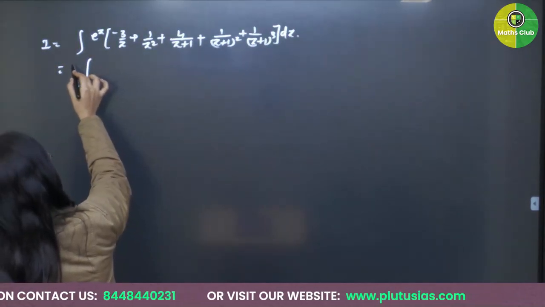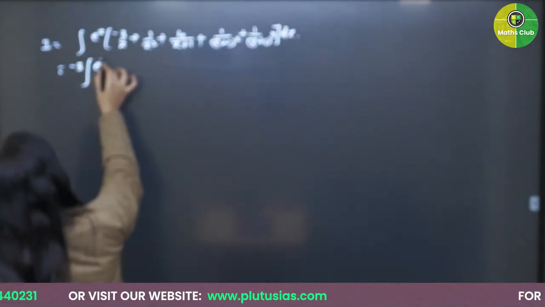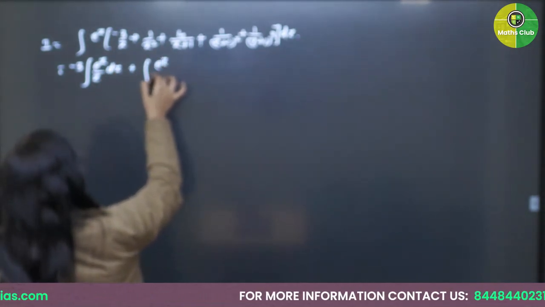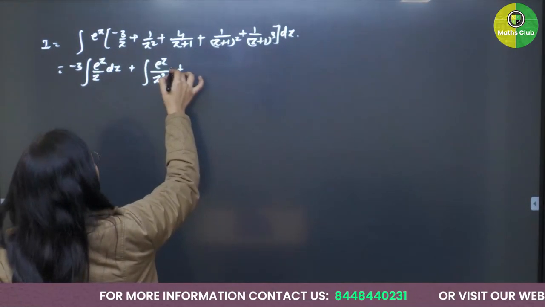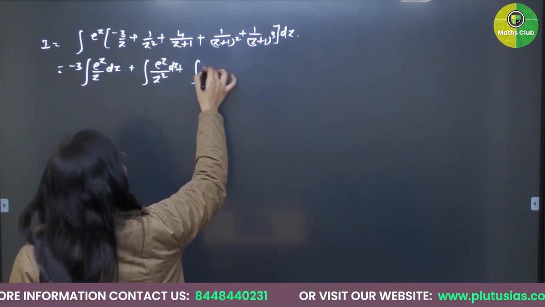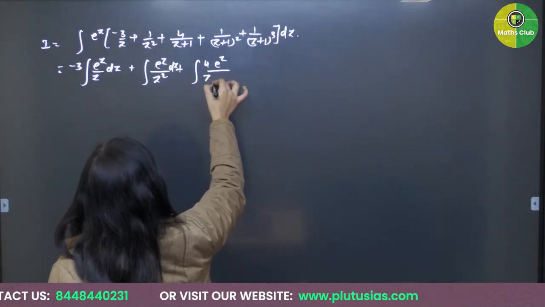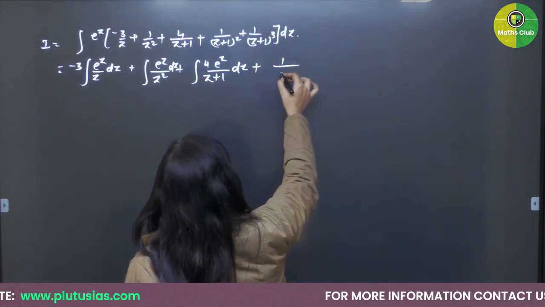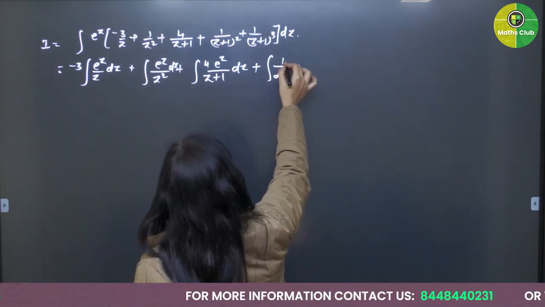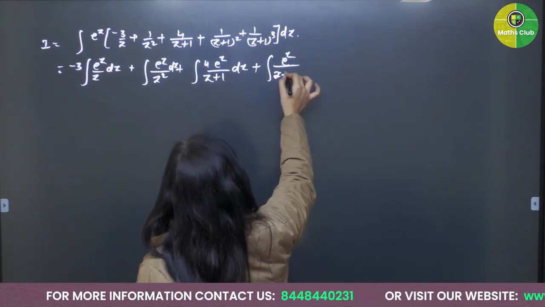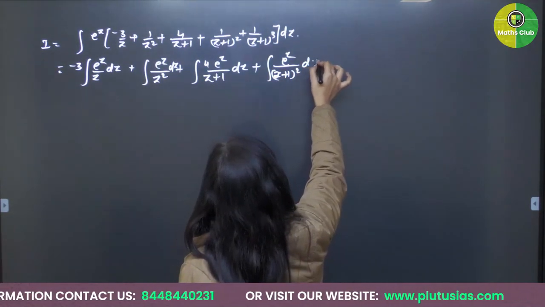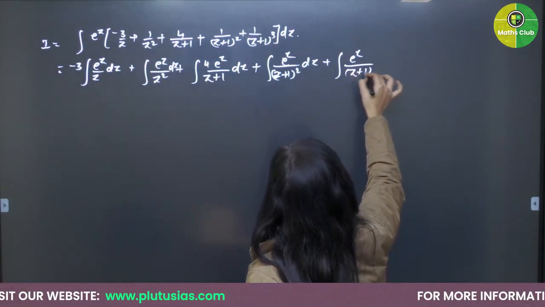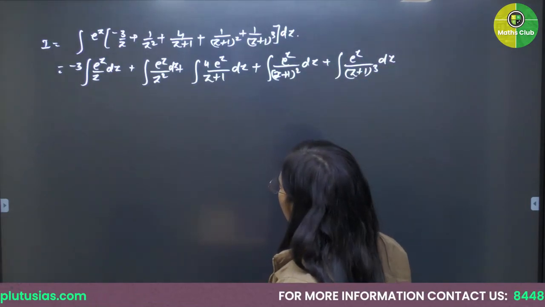So it would be minus 3 outside, integral e raised to power z by z dz plus integral e raised to power z by z square dz, plus 4 integral e raised to power z by z plus 1 dz, plus integral e raised to power z by z plus 1 whole square dz, plus integral e raised to power z over z plus 1 whole cube dz. And now use these formulas.